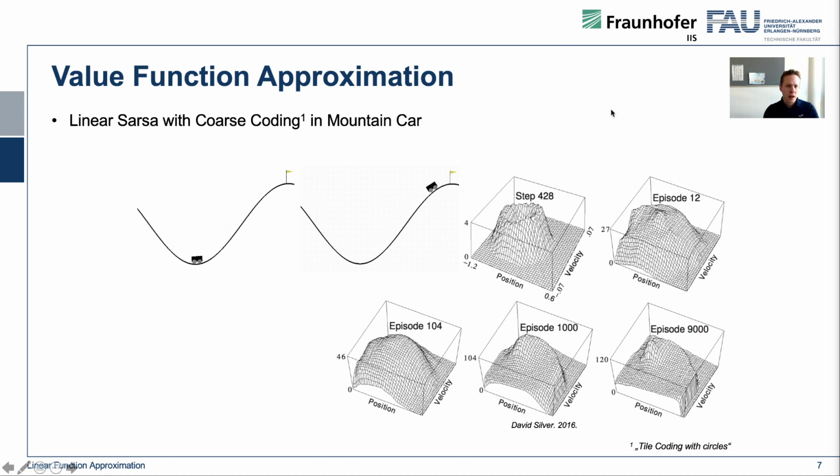And what you see here is that we have our circles fixed, and we just approximate the parameters W in our parameter vector in order to derive the corresponding value function that in the end looks something like this.